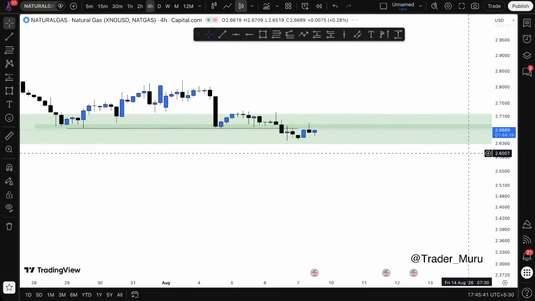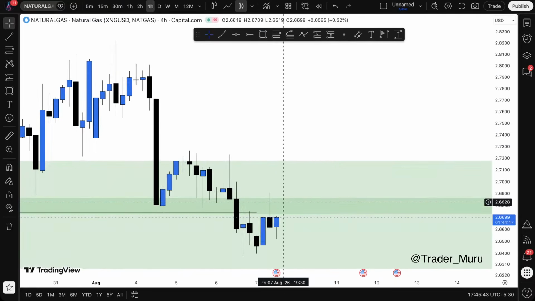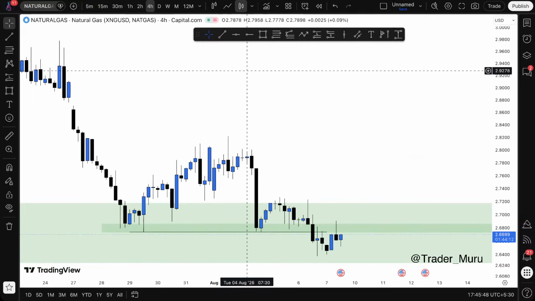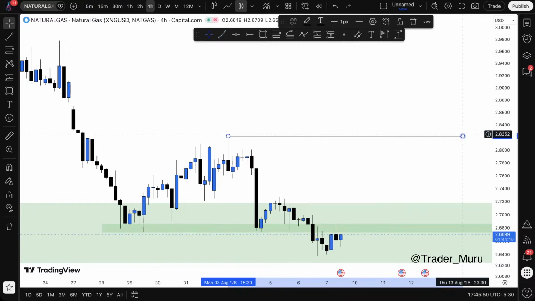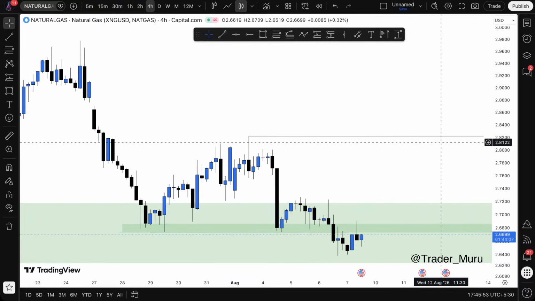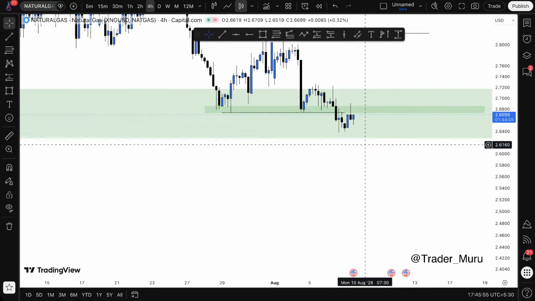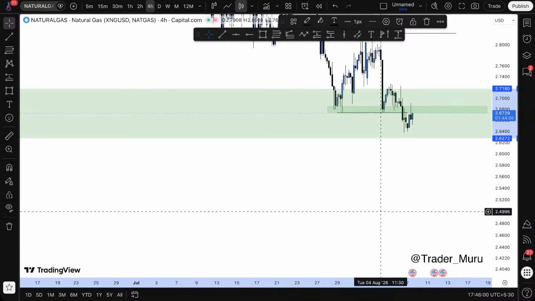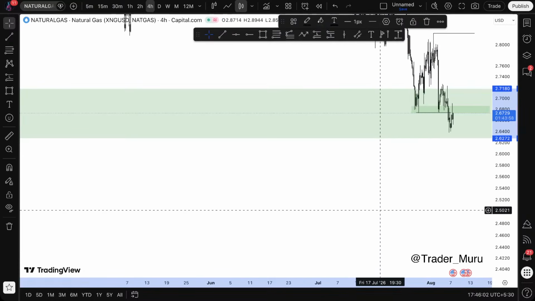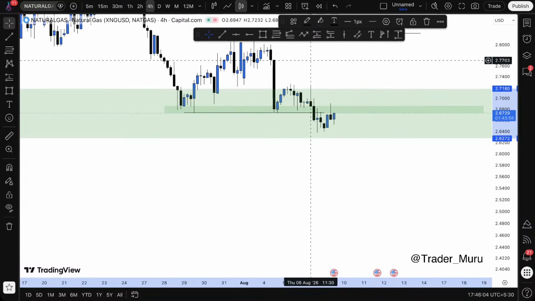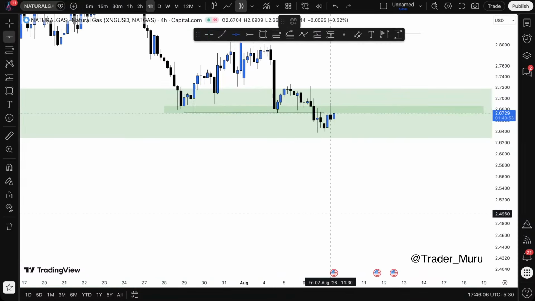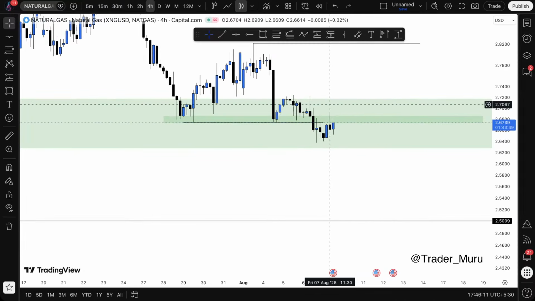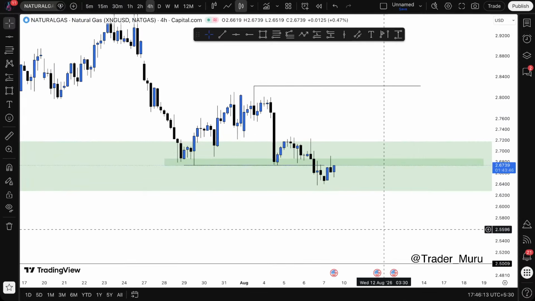Four-hour, still bearish. We don't have any candle closing above. Until we have two candle closings above this high, it is still bearish. And you can expect price to sweep below this green zone near a psychological level of 2.5. 2.5 is near, so price can test this area. If it doesn't change structure here, it will test this area.